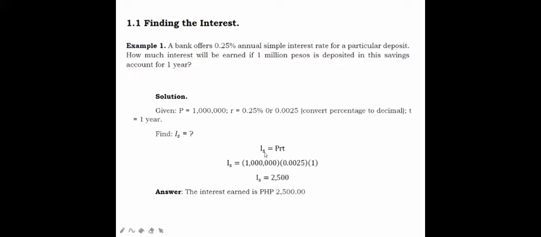So we have simple interest is equivalent to the principal times rate times time. So substitute the value of our P, R, and T. We have 1 million, P is 1 million, times R, the rate is 0.0025, times the time, which is 1, and then we have the interest earned is 2,500. So that is how you are going to find the interest earned in a particular deposit.